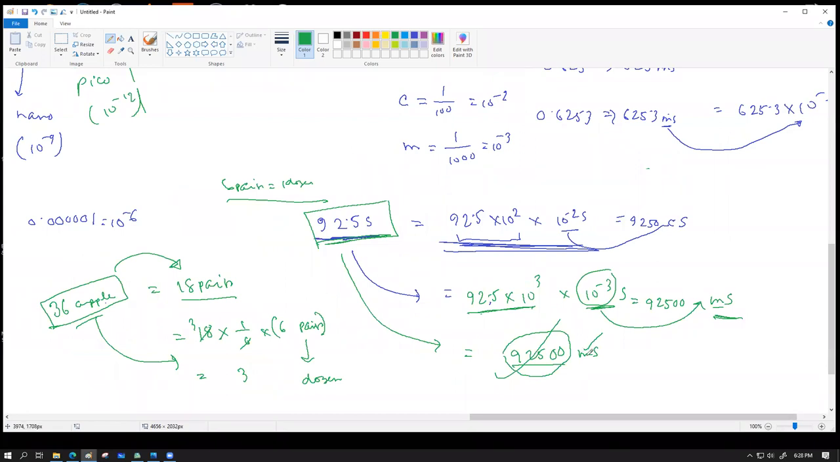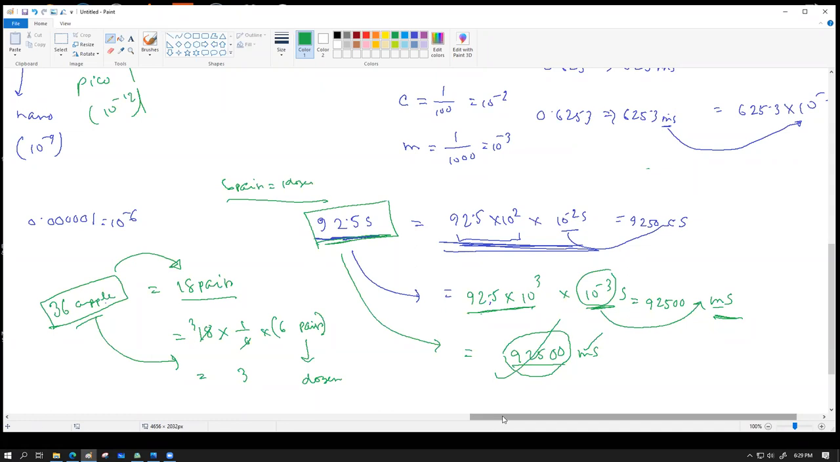This is not going to change. The amount of time that we are talking about is exactly the same if you express it as 92.5 seconds or 9250 centiseconds or 92,500 milliseconds. All of these expressions represent exactly the same amount of time because they are all equal to each other. They have different numerical values because they are expressed in different units.